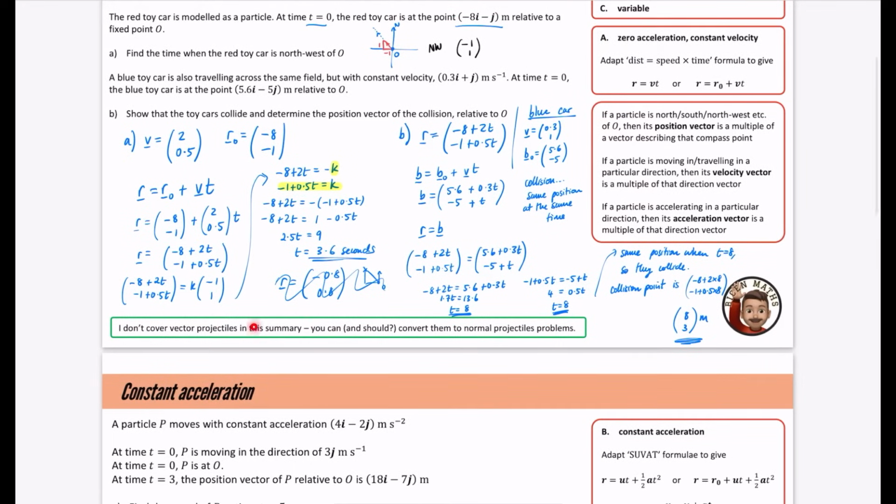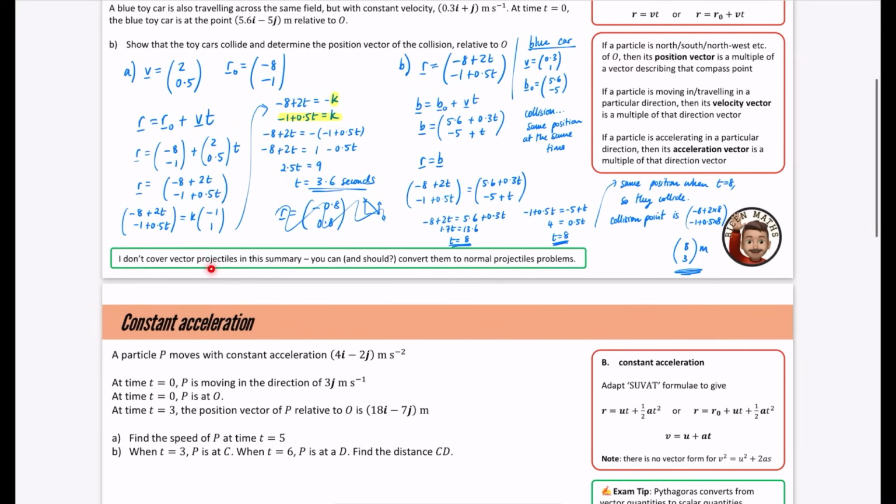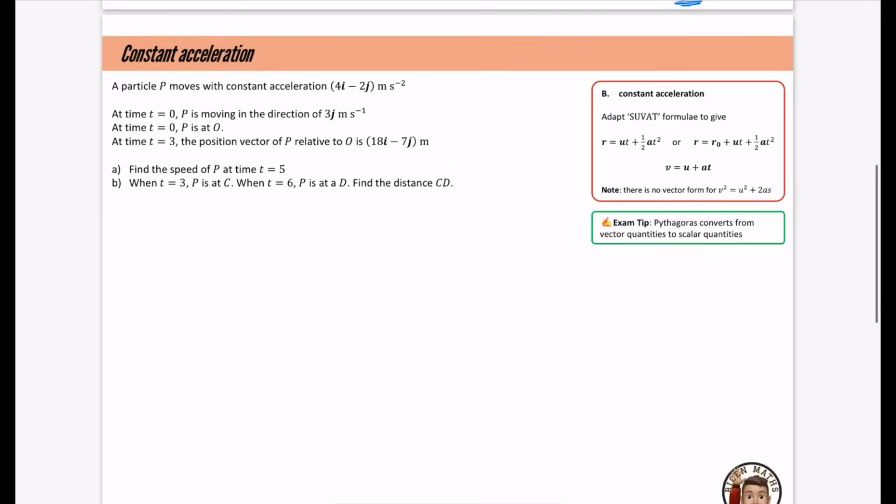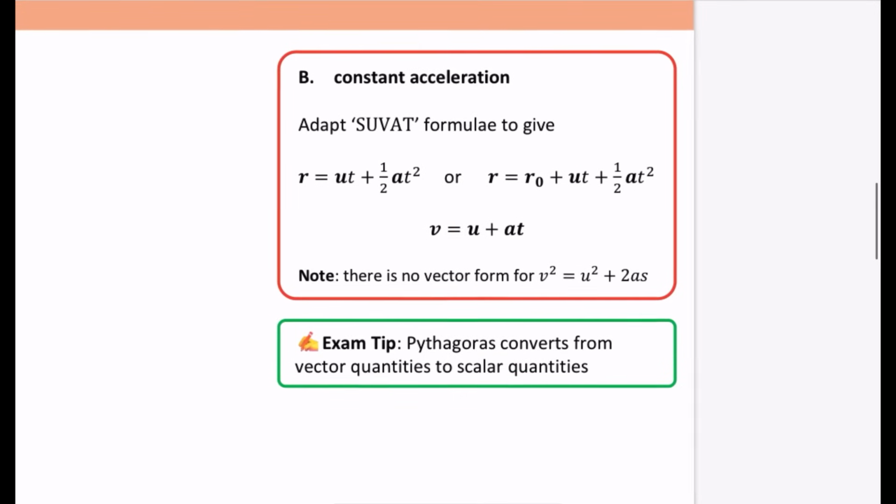Now, I just wanted to quickly mention this here. I don't cover vector projectiles in this chapter summary. You can, and probably should, convert those problems to normal projectiles problems. And I've touched on that briefly in the projectiles chapter summary. I kind of don't think it really should be in this kinematics topic, but it is covered. But just be aware that you still use your normal techniques for this.